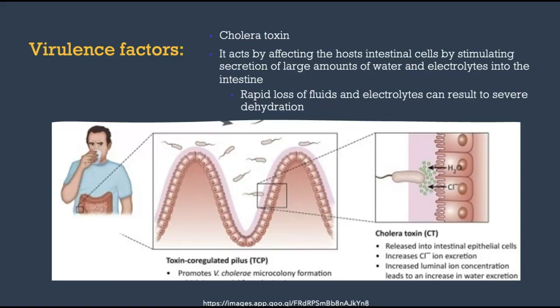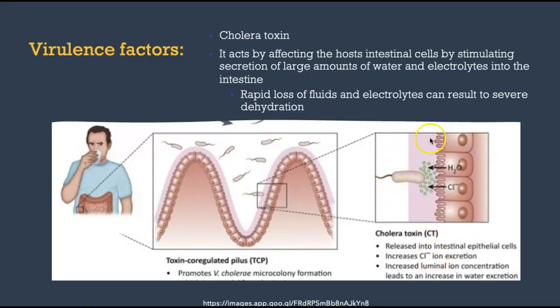The virulence factor is the cholera toxin. The cholera toxin is encoded by a lysogenic bacteriophage and toxin co-regulated pilus, which is an essential colonization factor and is also the receptor for cholera toxin. It acts by affecting the host's intestinal cells by stimulating secretion of large amounts of water and electrolytes into the intestines. The rapid loss of fluids and electrolytes can result in severe dehydration that would need to be treated promptly.